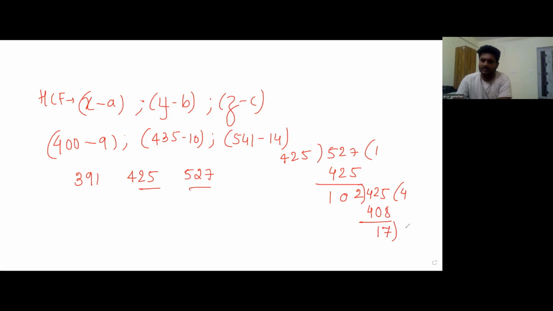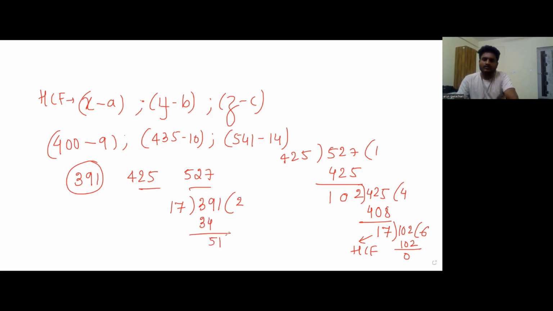25 minus 8 is 17. So I will divide my 102 by 17. If you know the 17 table, you know that 17 fives are 85, 17 sixes are 102. Now take the remaining number, check whether it was correct or not. So we take 17 and divide 391 by it. 17 twos are 34. We are left with 5, it will become 51. 17 threes are 51. So this is dividing my number also.